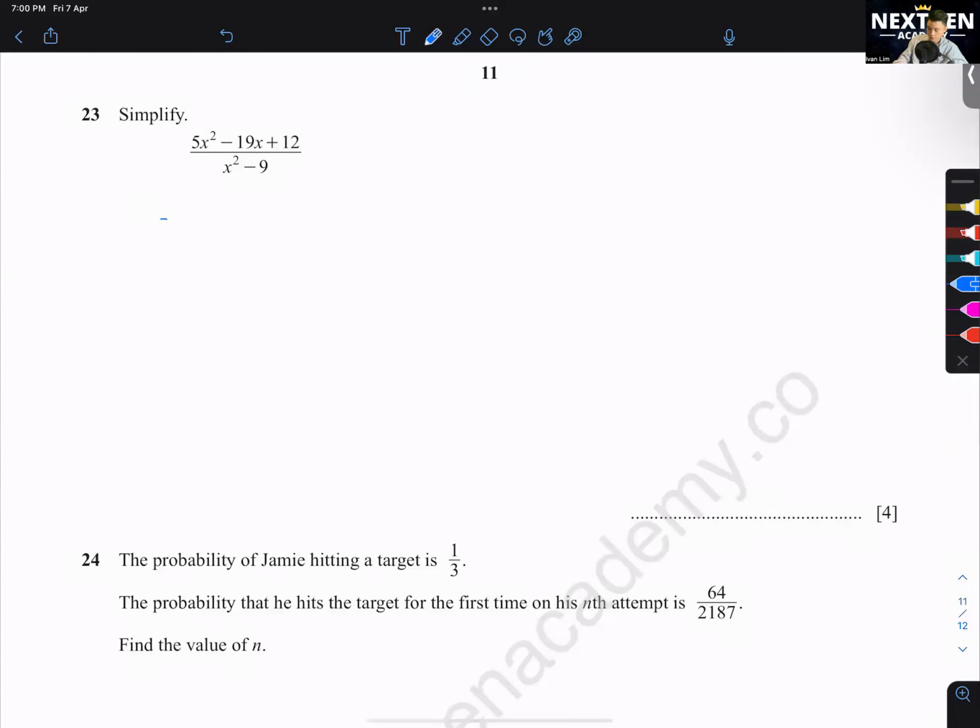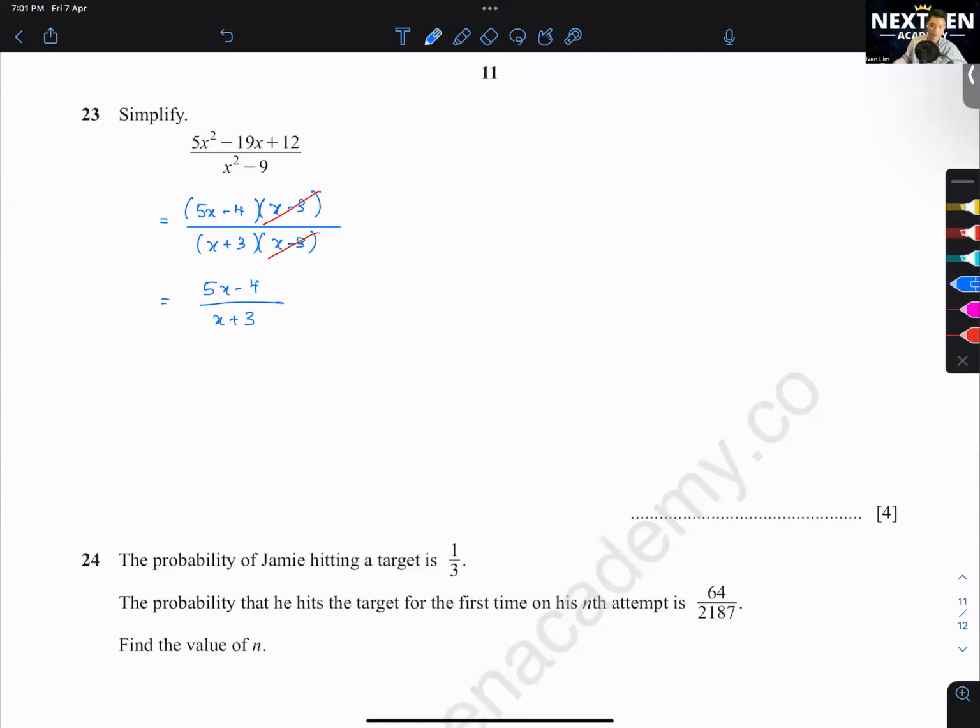We will factorize the quadratic for the numerator and denominator. So this will be 5x² minus 19x plus 12... I don't know, just use your calculator. Use your calculator to factorize it. Is that x plus 3, x minus 3? Can I cancel here? So my final answer will be 5x minus 4 over x plus 3.